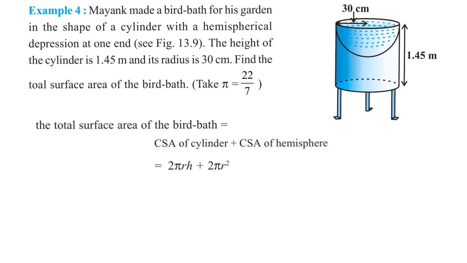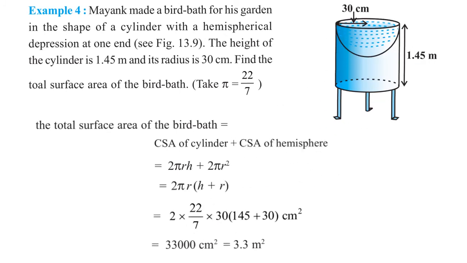In this case, before we even plug in, 2 pi r is common in both the terms. So we can remove 2 pi r common and we are left with 2 pi r into h plus r. Plug in the values for h and r. You get this. Simplify. So we know the radius, we know the value of h. Plug it in, simplify, and you get the total surface area of the bird bath to be 33,000 centimeters squared. If you change it into meters, it's going to be 3.3 meters squared.